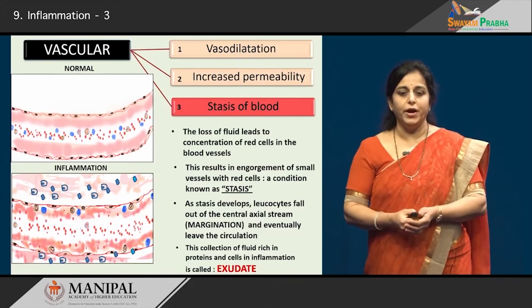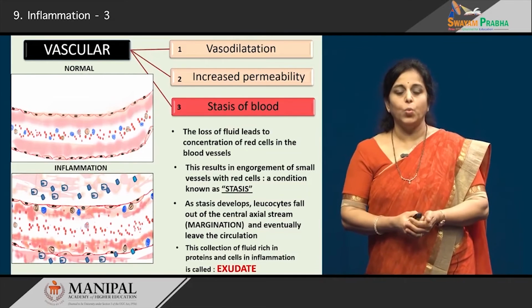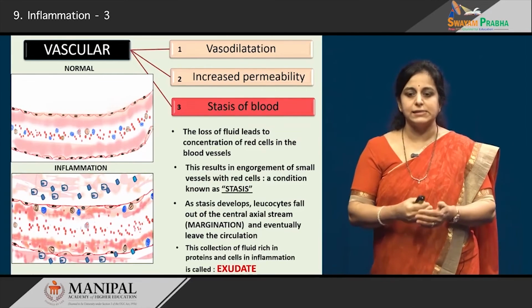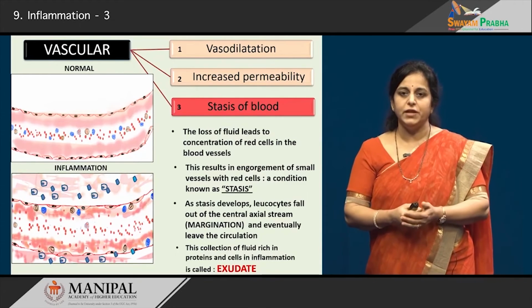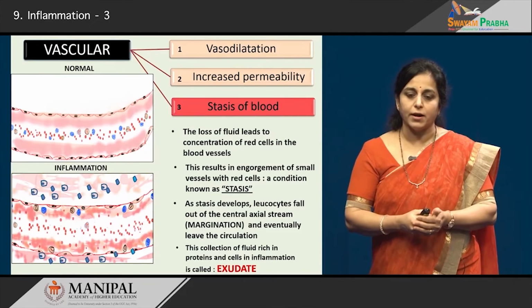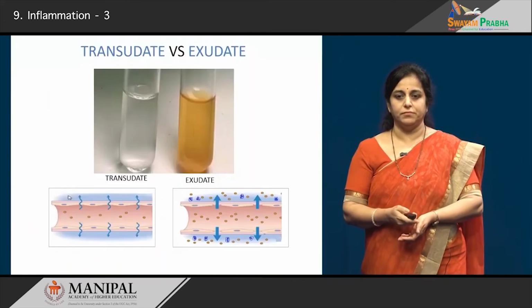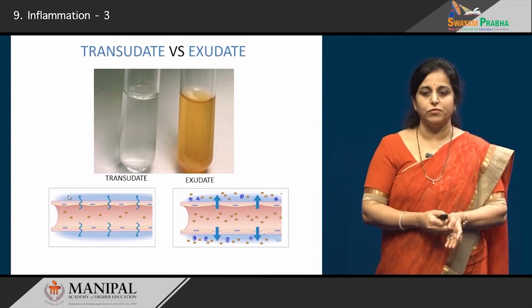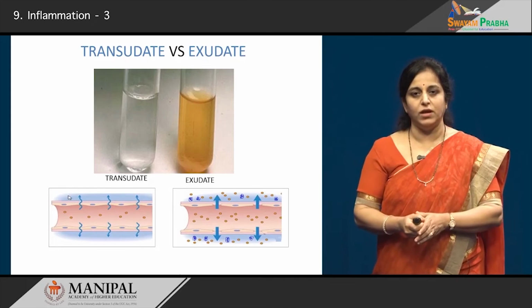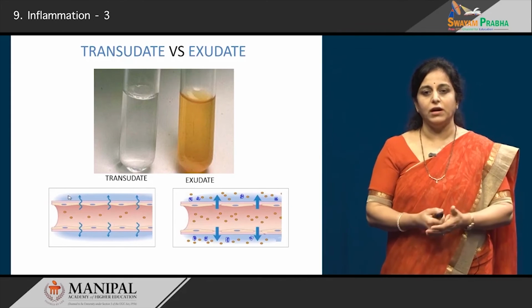This collection of fluid at the site of inflammation, which is rich in proteins and cells, is exudate. So, this occurs exclusively in inflammation and is a hallmark of inflammation. So, you can see here two fluids. The one on the left is a transudate and the one on the right is exudate. Transudate is seen in several conditions.